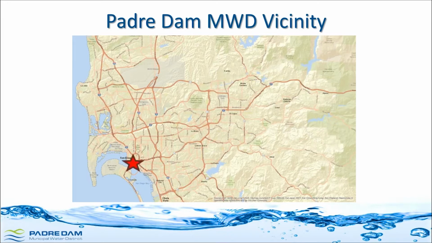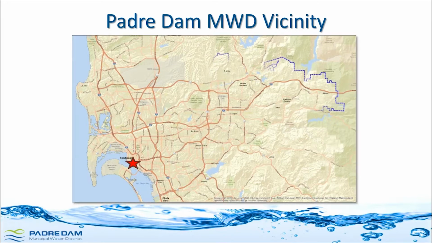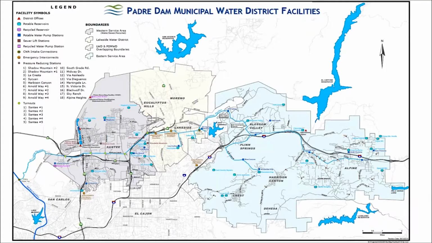We are in San Diego, California, and our service area is kind of what they refer to as East County. Specifically, our suburbs, Santee is our western service area. We actually do serve water, sewer, and recycled here. We do serve sewer and water in parts of El Cajon and some areas of sewer for Lakeside. And then we switch over to our eastern service area, which is just water in Flinn Springs, Harbison Canyon, Blossom Valley, Alpine, Dehesa, and Crest.